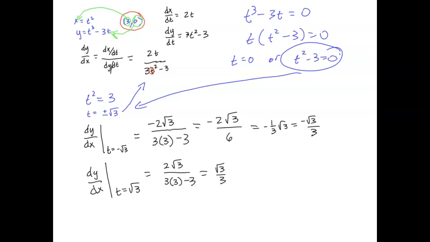All right, now last thing they said, write the equations of the tangent lines. So I'm just going to do that. I'll just use point slope form. So y minus 0 equals the slope negative root 3 over 3 times x minus 3. And y minus 0 equals positive root 3 over 3 times x minus 3.